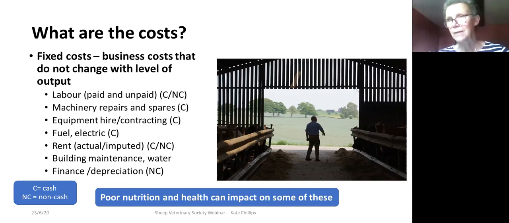And particularly I was meaning the labour. Obviously, if we've got excess levels, high levels of disease, lameness, or whatever it was, labour can be increased simply because of that disease and the impact of working with those animals to get them better.